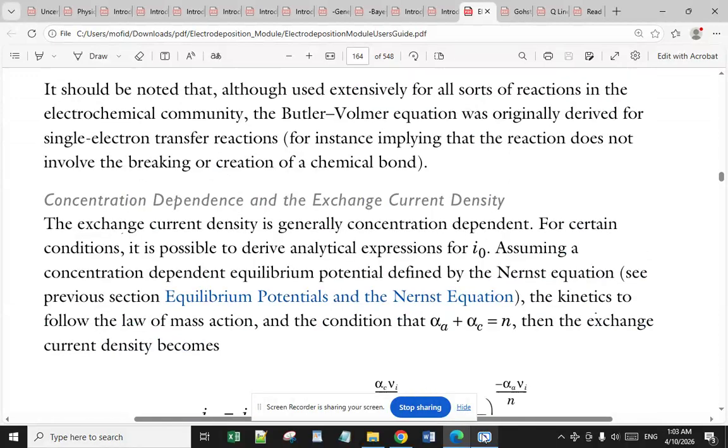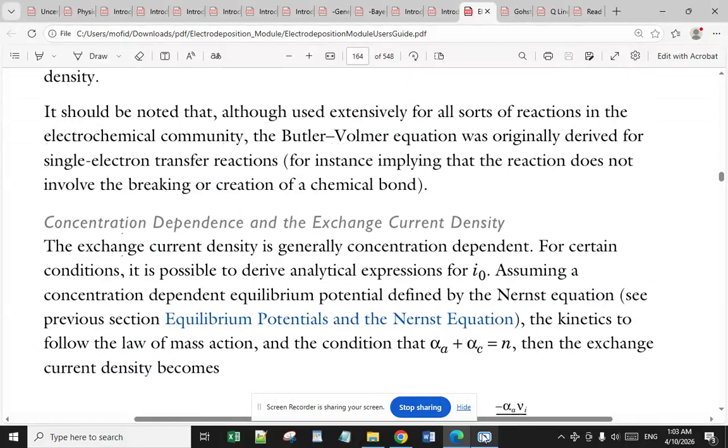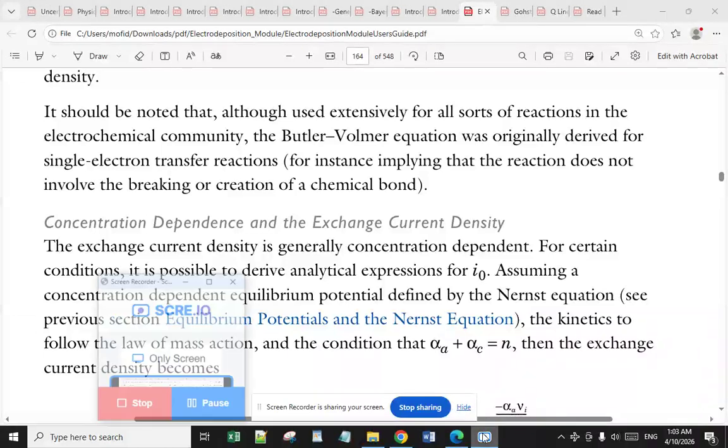It should be noted that, although used extensively for all sorts of reactions in the electrochemical community, the Butler-Volmer equation was originally derived for a single electron transfer reaction, implying that the reaction doesn't involve the breaking or creation of a chemical bond.